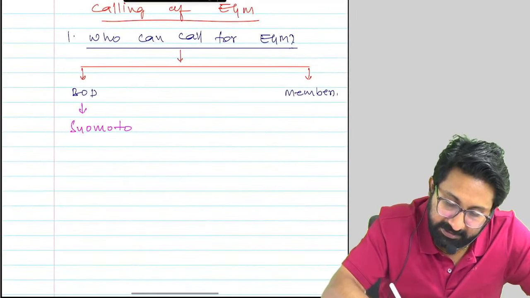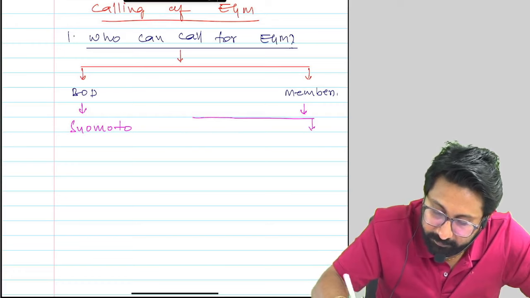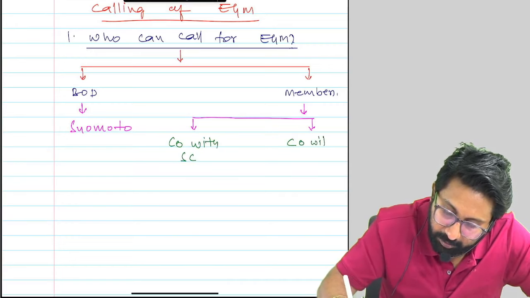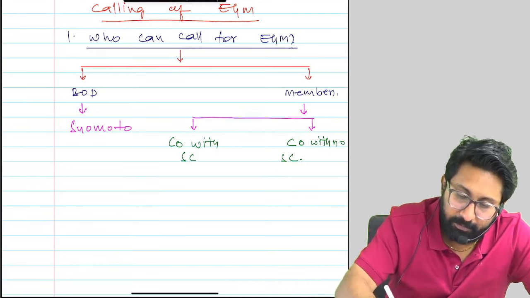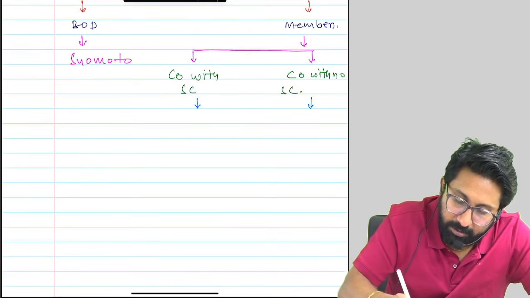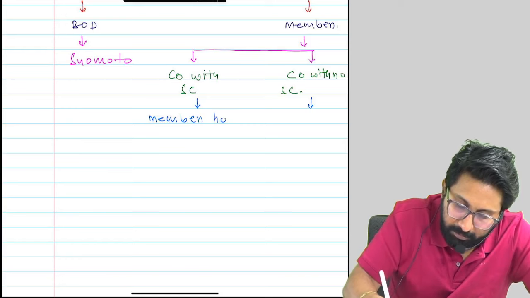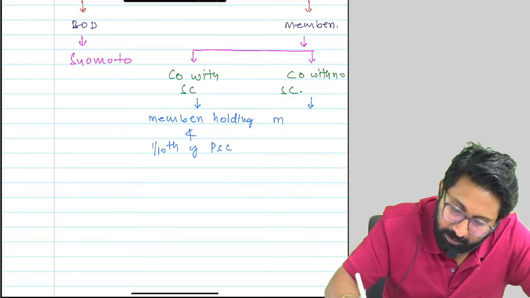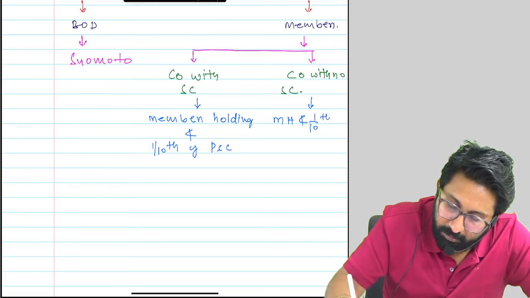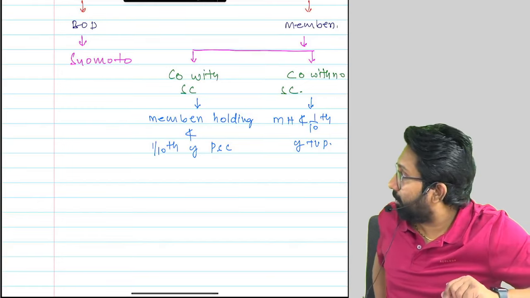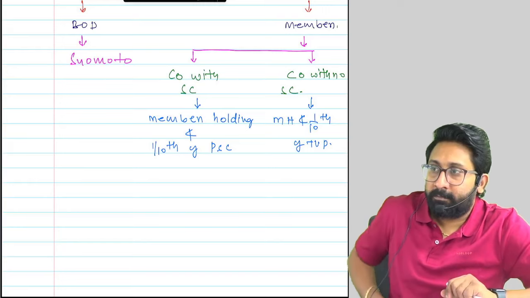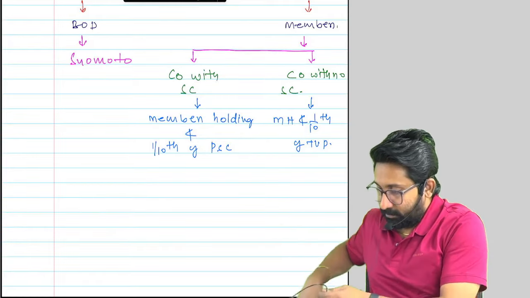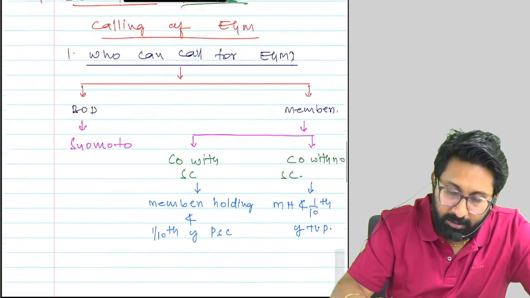Yes, write down. Members, divide into two parts. Company with share capital: members holding not less than 1/10 of paid up share capital. Company with no share capital: members holding not less than 1/10 of total voting power. Okay, done. One important point completed here.